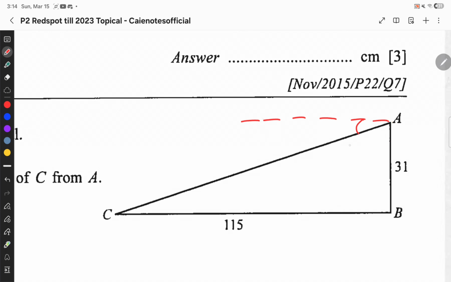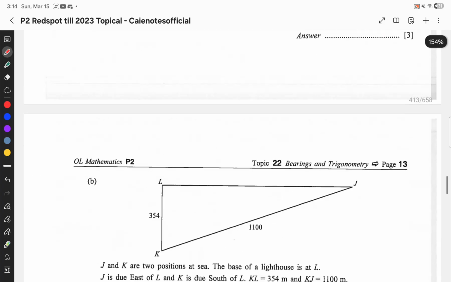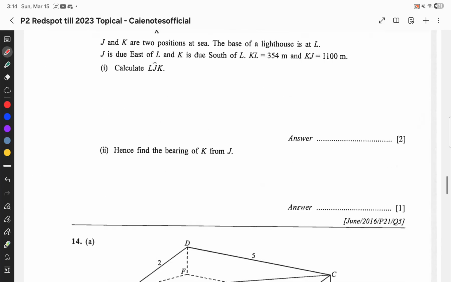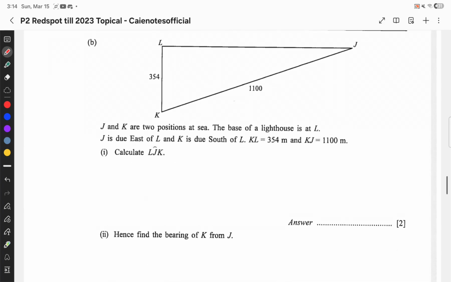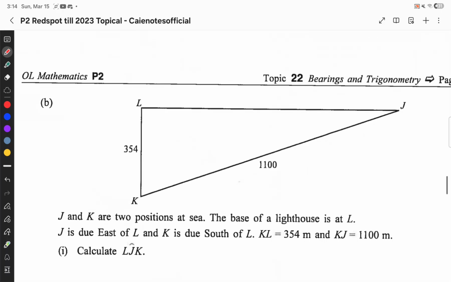From angle A, you look down, and the angle you look down is the angle of depression. So it's asking for theta basically. Finally, bearing. When there's a lighthouse and ships, that's where bearing is used, since bearing is something that ship makers made.